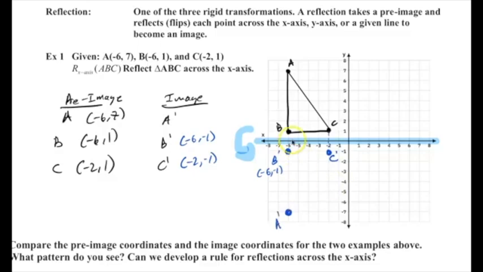So that's the way you do a reflection. You go, okay, how far is it from the line? And then do the same thing across the reflection. It's 1 up, so you go 1 down. It's 7 up, we go 7 down. If we connect it, you reflect it across the line. Like that. Perfect reflection across that line.